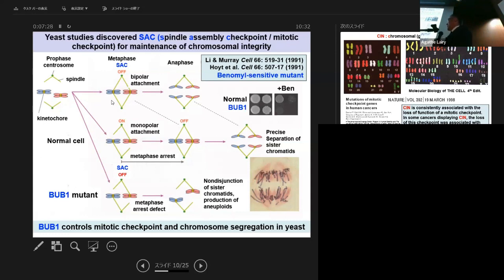However, in the BUB1 mutant, monopolar attachment occurs, but this mutant has a metaphase arrest defect, and then enters mitosis, and finally causes abnormalities such as non-disjunction of sister chromosomes and the production of aneuploidy. So the BUB1 mutant shows a benomyl-sensitive phenotype. Benomyl is a microtubule polymerization inhibitor. So yeast BUB1 controls the mitotic checkpoint and chromosome segregation in yeast.